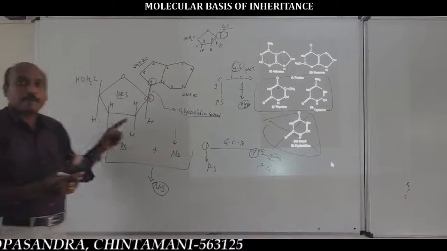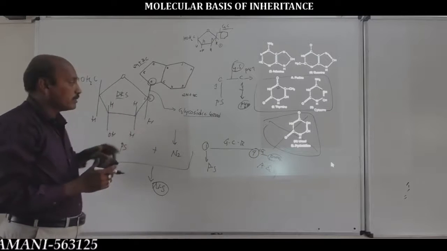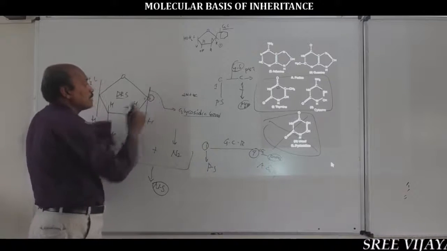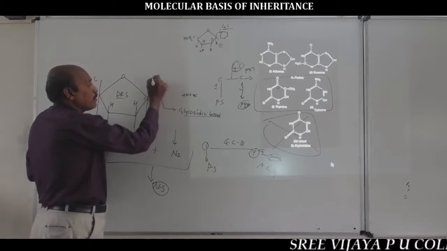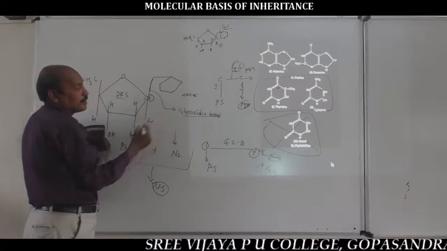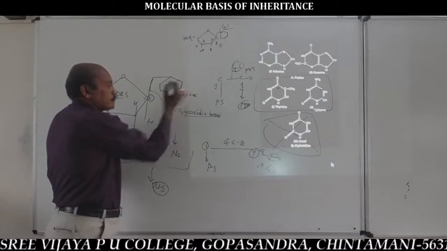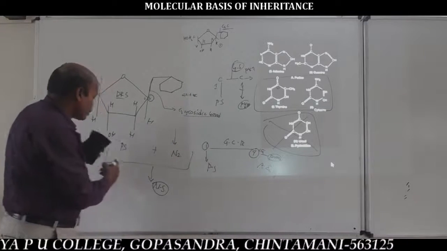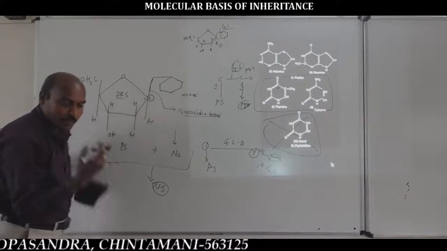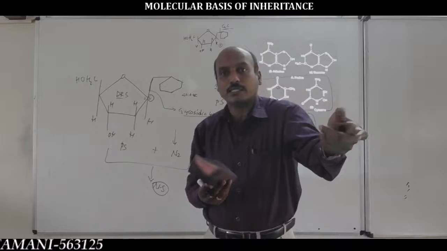And if the pyrimidine base binds to the deoxyribose sugar, the glycosidic bond is established between the first carbon atom of the pentose sugar and the first carbon atom of the pyrimidine base. As a result, it leads to formation of a nucleoside. That is the initial step, the first step, for the formation and construction of the respective nucleic acids.